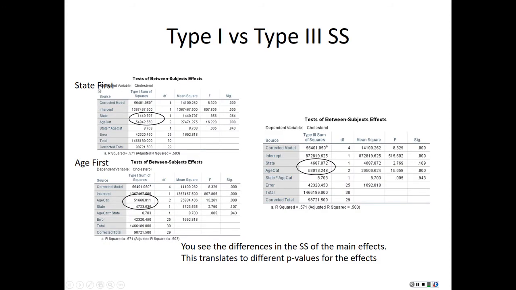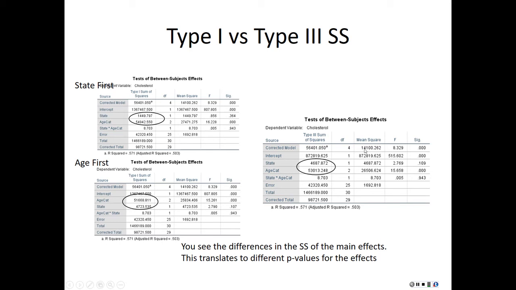So if we put in the state first, if you look at the type 1 sums of squares that get estimated, for state it's 1,449, and for age category it's 54,942. Now if we do it the other way and put age category first, then age category is 51,000 as opposed to the 54,000, and then state is 4,723.